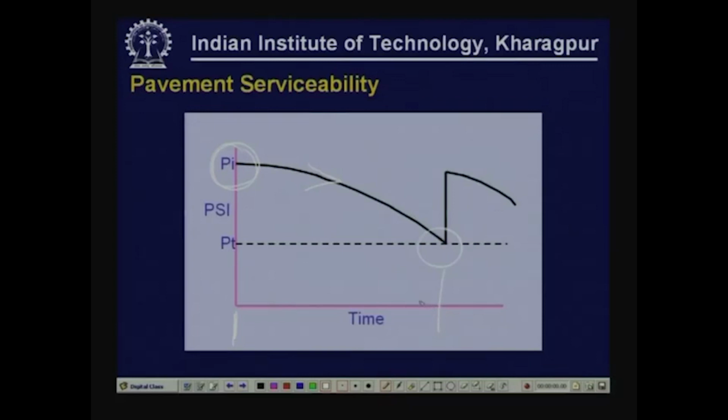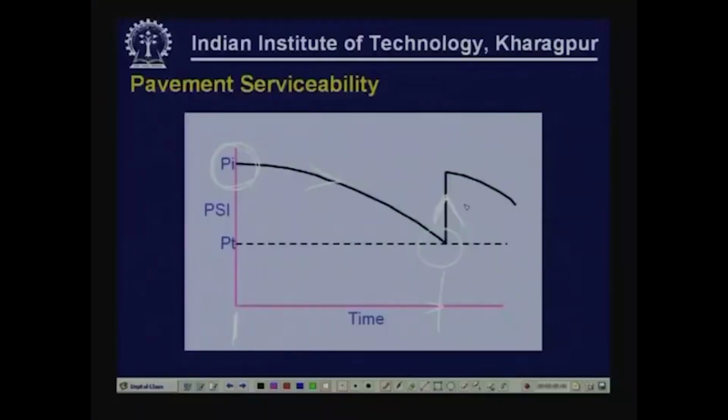So, if it is allowed to deteriorate to PT, let us say it reached a value of PT after a given time period, this can be rehabilitated and its serviceability index can be improved by appropriate measures, by overlaying, by repairing, whatever measures are required, depending on the condition the pavement is in when it reaches that PT value. It can be improved and then maybe even brought back to an initial value of PI. So, this goes on cyclically: the serviceability drops, then it has to be repaired and rehabilitated to improve its serviceability, and it goes on like this.